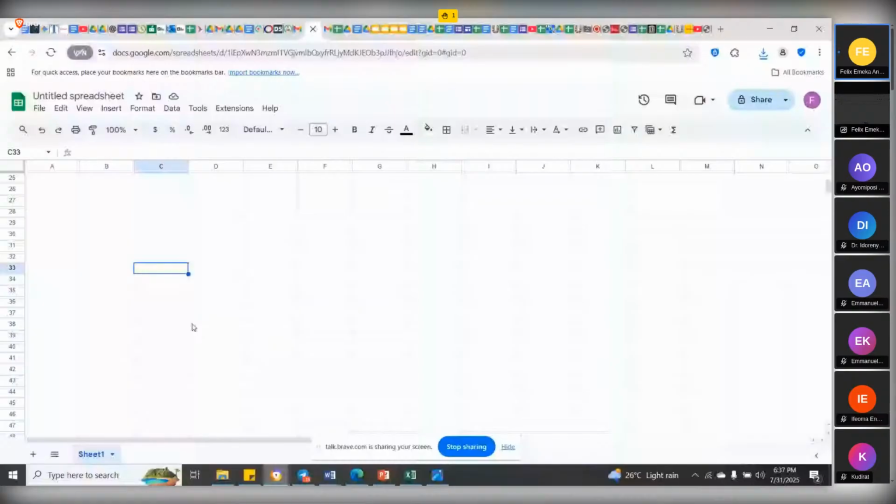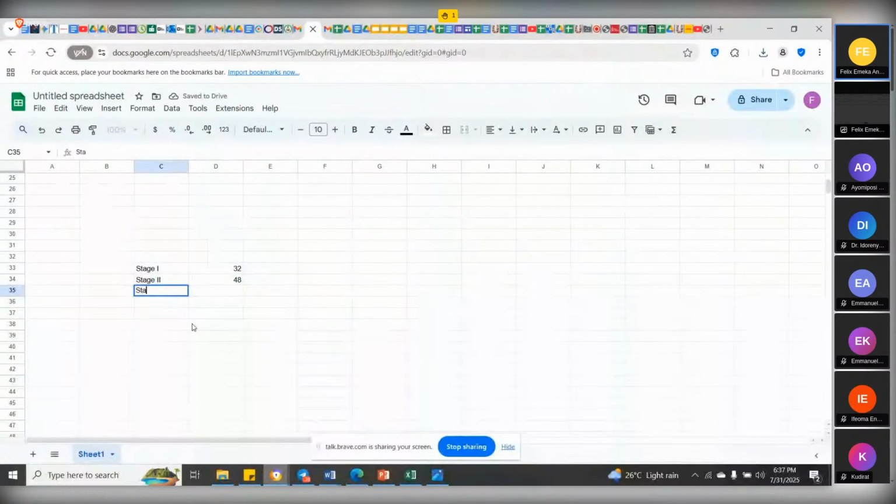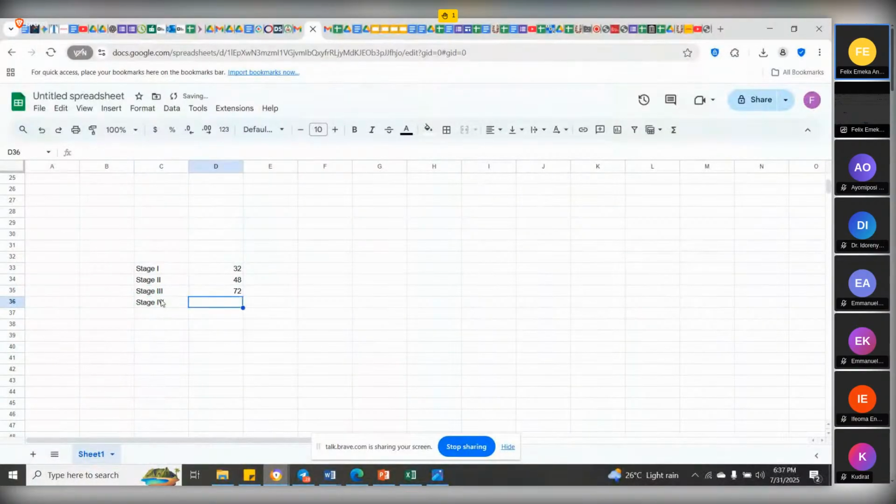So we can say stage 1, maybe the prevalence is maybe like 32%. Maybe we'll look at stage 2, maybe like 48%. Maybe we'll look at stage 3, maybe like 72%. Then maybe we'll look at stage 4, maybe another 89%. So as the stages are increasing, probably the percentage is increasing. It doesn't have to be, but this is just an example.